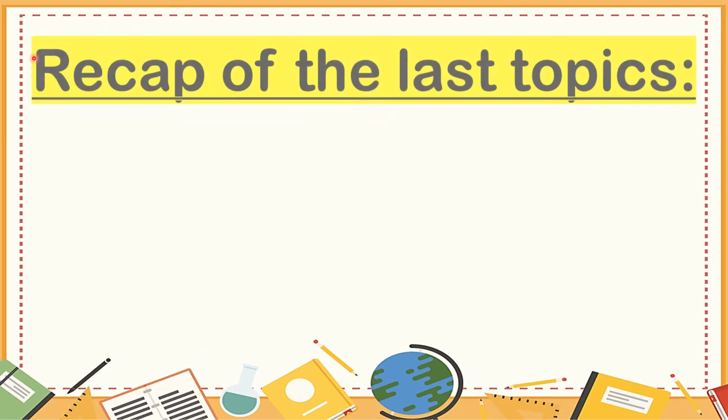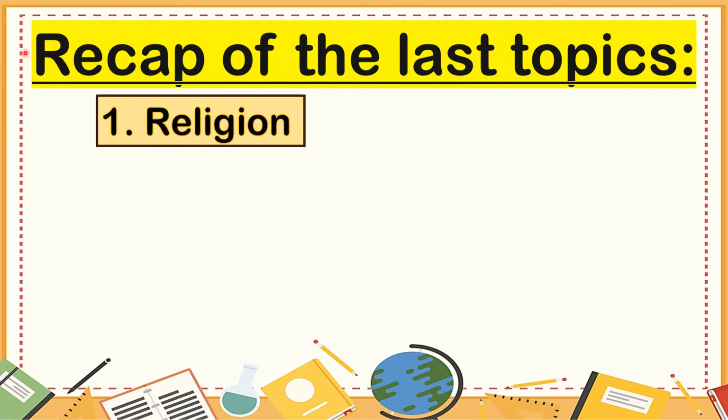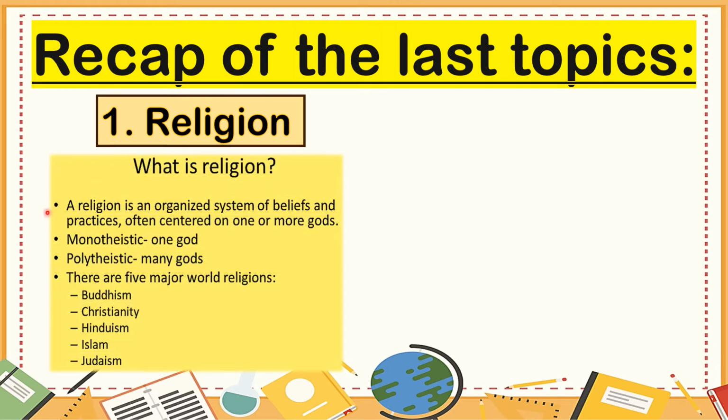Class, before we proceed with our discussion, I would like to have a short recap or review of the last topics we had. The first one is religion. What is religion? A religion is an organized system of beliefs and practices, often centered on one or more gods. Monotheistic, one God; polytheistic, many gods. There are five major world religions: Buddhism, Christianity, Hinduism, Islam, and Judaism.